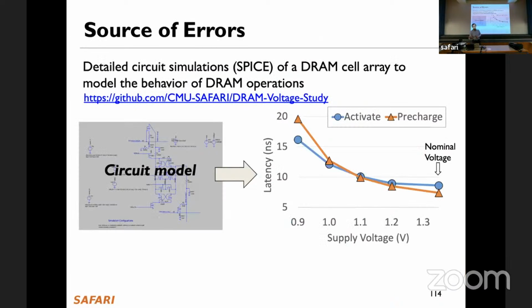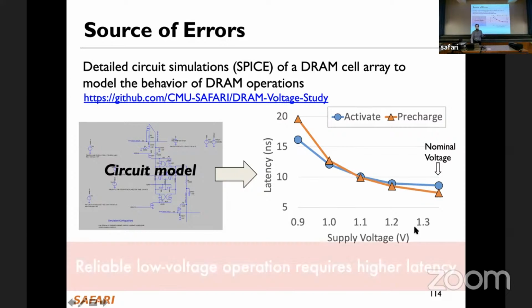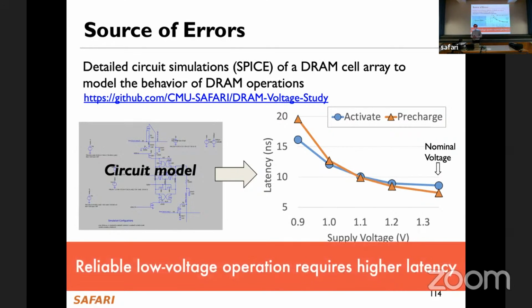Okay, so how do you actually understand this? How do you actually fix these errors? This is the relationship between supply voltage and reliable latency to operate without bit errors in that voltage, assuming circuit models. This is actually a circuit simulation that we did. It's also released. You can find it online. So if you reduce the voltage, you should really increase your latency to not get errors. And this is what the curve looks like. So it sounds nice. This is theory, if you will. Well, theory-based simulation. So that tells us reliable low voltage operation requires higher latency.